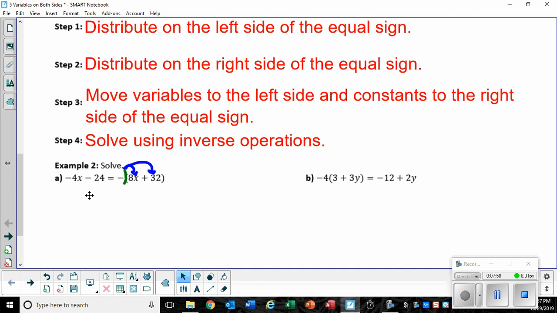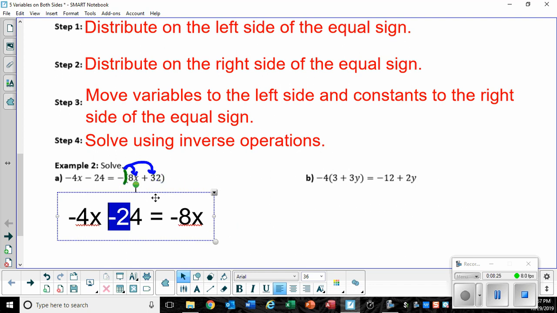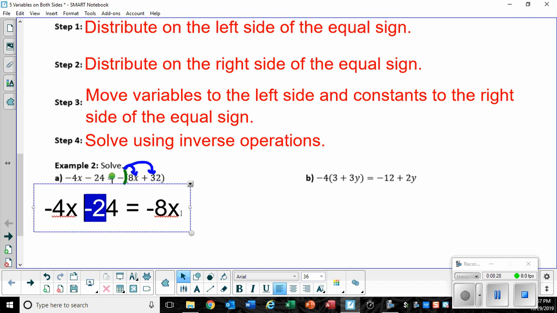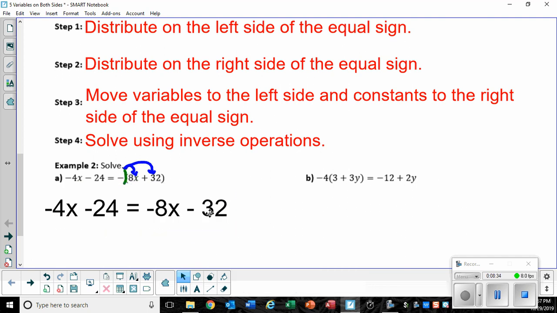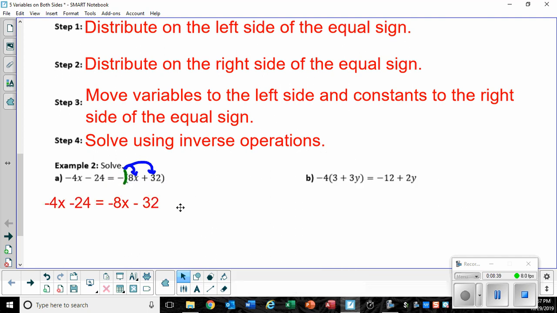So I get negative 4x minus 24, that's the side that didn't do anything, equals, and now over here, I'm doing negative 1 times 8x, so I get negative 8x, sorry. And negative 1 times 32, so that gives me negative 32. Okay, and I'm just going to shrink this down so it actually fits in there, and I'm going to change the color because I can.